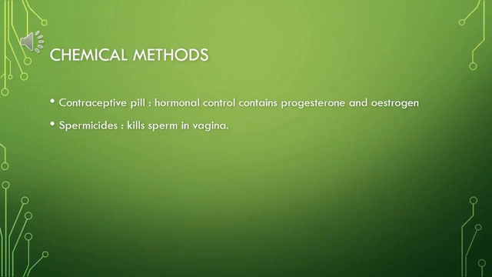We also have the use of spermicides as one of the chemical methods. Spermicides are simply chemical substances that kill sperm. The spermicides are simply inserted into the vagina, but it is recommended that spermicides are used in conjunction with condoms or the diaphragm.